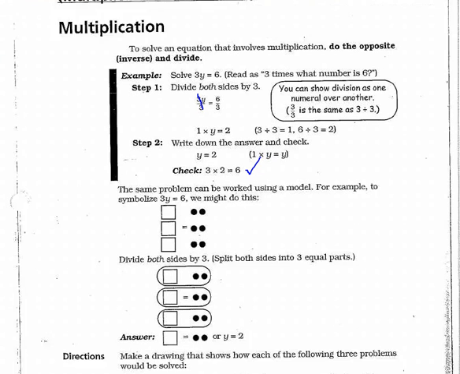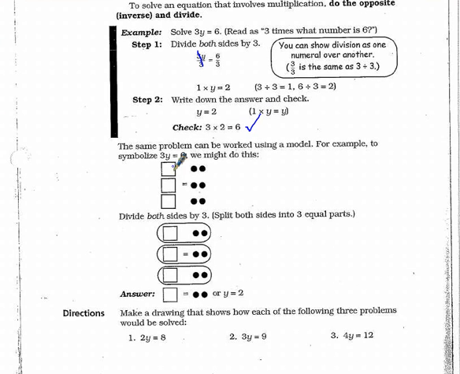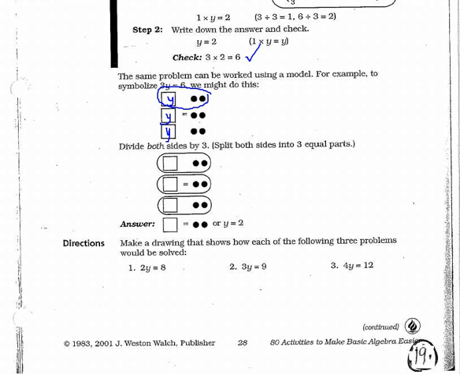Another way to see this is with a model. It's the exact same problem. 3 y's, so I have a y, and y, and y, equal 6. So if I want to know what 1y equals, I can see that it equals 2. Let's try a few together.